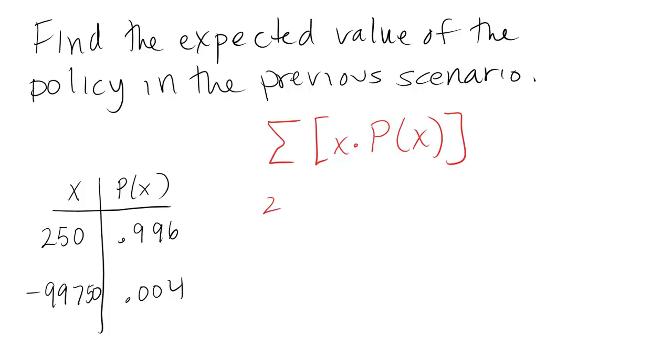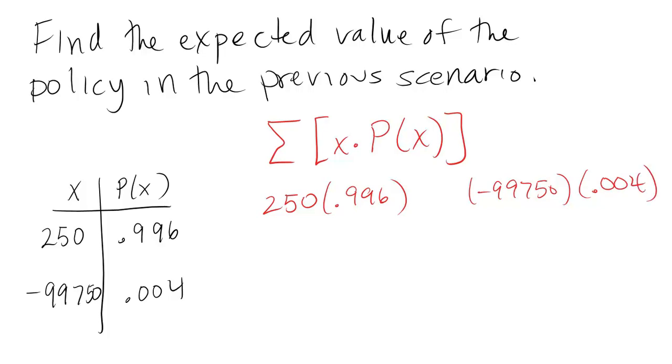So we're going to multiply 250 by 0.996, and we're going to multiply negative 99,750 by 0.004, and you'll notice I've used parentheses to represent multiplication here. That's to avoid my decimal looking like it's attached to the 250. It also is going to separate this negative from the addition sign I'm going to throw in there. And where does that addition sign come from? This notation here tells us that we're finding the sum of these products.